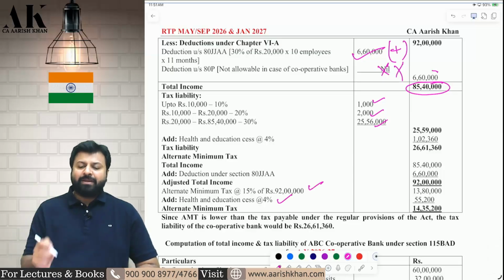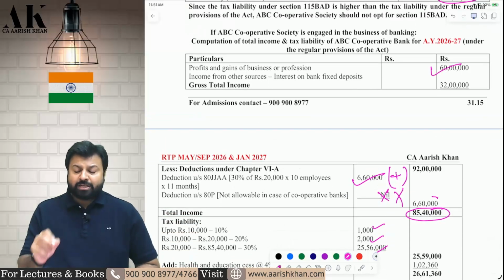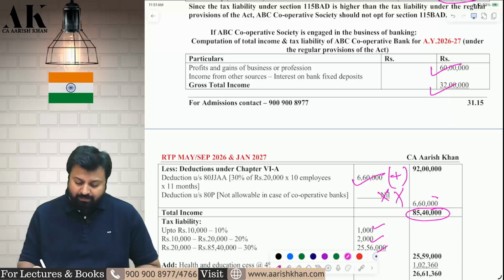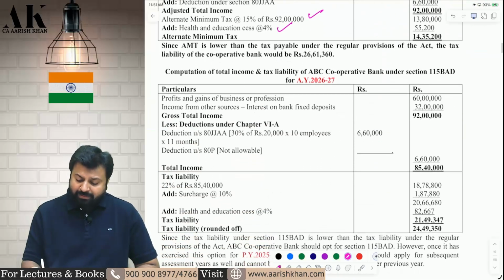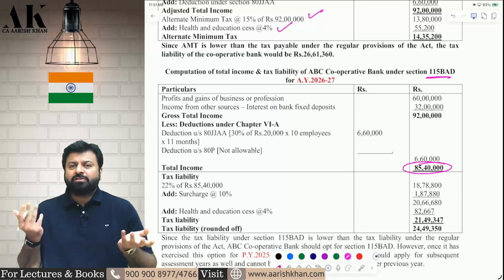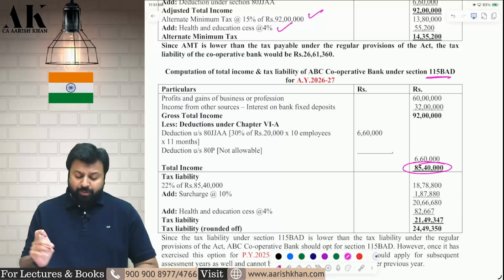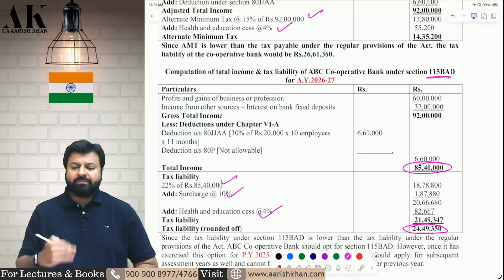Then again 115BAD. While computing 115BAD, how will things come? Assuming it is a cooperative bank, 60 lakhs will come, 32 lakhs will come. Then this is allowed in 80JJAA. So in 80JJAA, this is allowed. Therefore, the income will remain the same. So 85,40,000 will be the income in 115BAD also. Same income because 80P is not there. Now you will compute 22% tax, 10% surcharge, 4% cess and compare the answers, whichever is more beneficial.